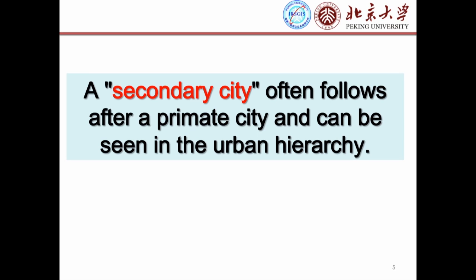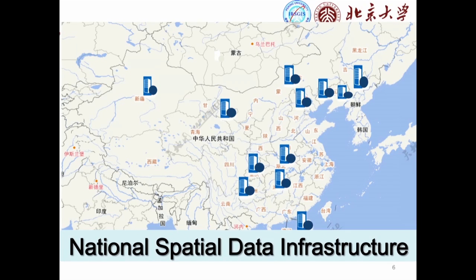The secondary city often follows a primate city and can be seen in the urban hierarchy. As far as China is concerned, the secondary cities are usually the provincial capitals, that is Xi'an, Shenyang, or Zhengzhou, something like this. But Beijing, Guangzhou, and Shenzhen are the biggest cities. They are primate cities.